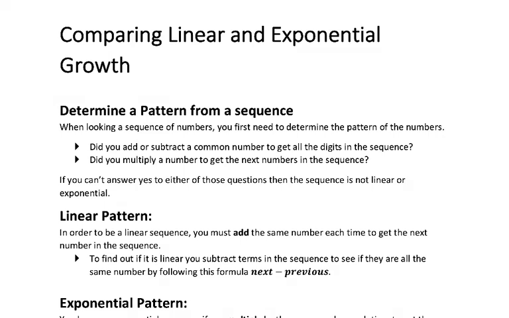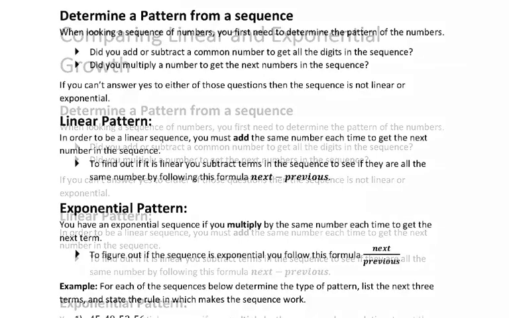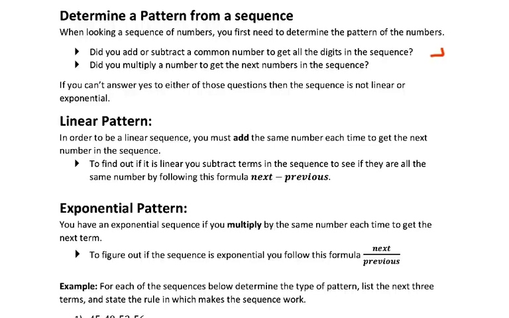This is going to be a little bit of a quicker unit. You do have some labs, so make sure that you get those labs knocked out. But think about, what is linear, what is exponential? Those are the questions we're going to work towards answering through this unit. Ask yourself questions like, did you add or subtract a common number between all the digits in the sequence? Did you multiply or divide by a certain number between each number in the sequence? If you can't answer yes to either of those questions, then your sequence is not linear or exponential, and we will see some examples of that.